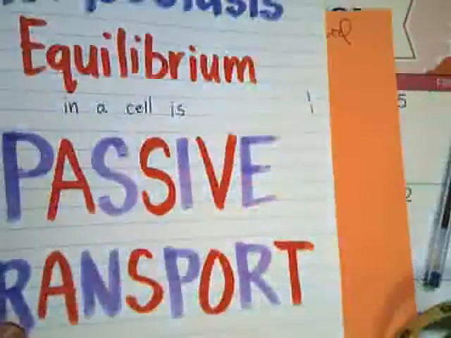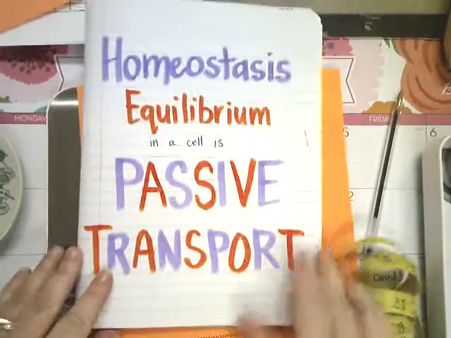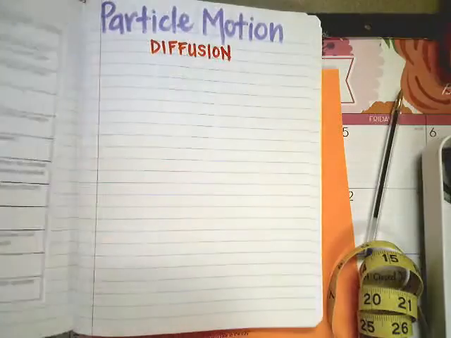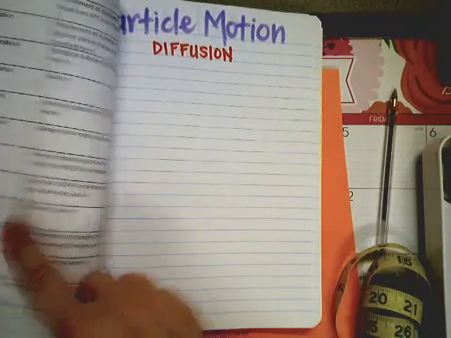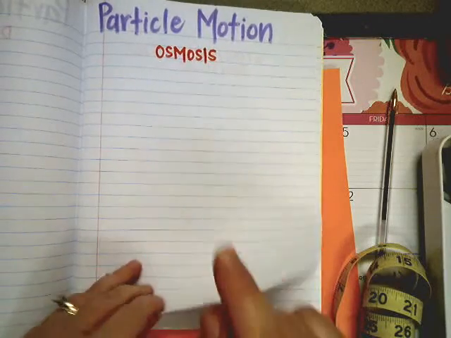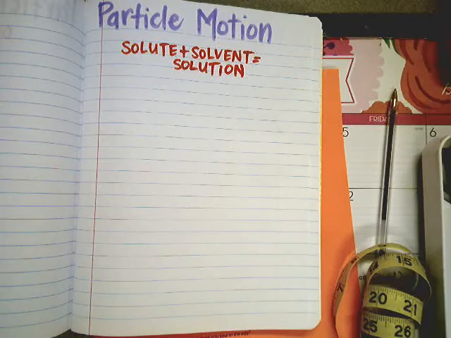So, notebook. There's notes page. There's your cover page. Vocab. Particle motion. Particle motion. Particle motion. And then we'll be ready to roll.